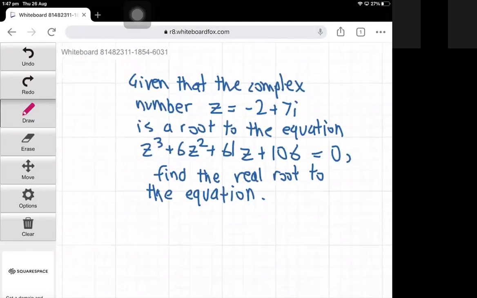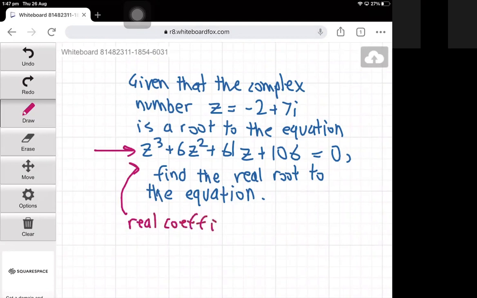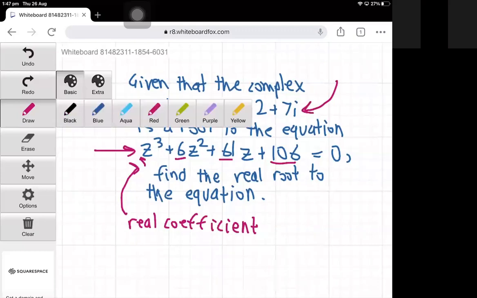Okay, so we've got this polynomial here. And what we can see is this polynomial has real coefficients. So the coefficients are 6, 61, 106, and there's a 1 in front of the z cubed as well. So the polynomial has real coefficients. And it has a complex root z equals -2 plus 7i.